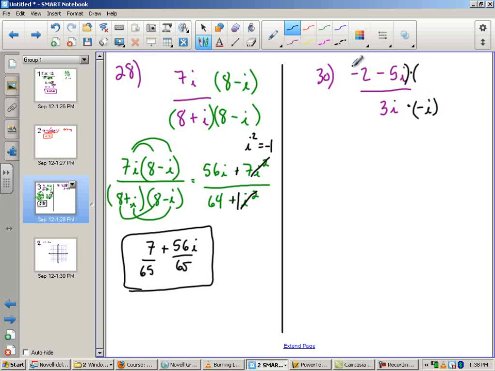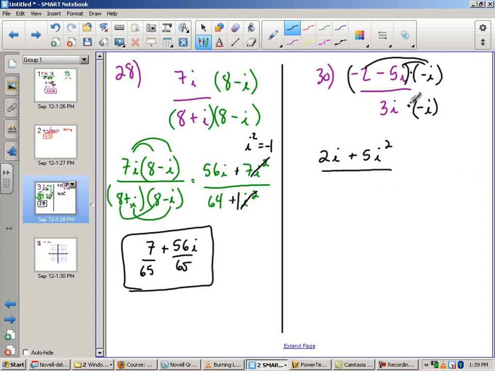So I'm going to multiply the top as well by negative i. This is just a simple distribution on top. Negative i times negative 2 would actually be positive 2i. Negative i times negative 5i, well, the negatives cancel, give me a positive 5i squared. Okay? Is that all right? Positive i squared.